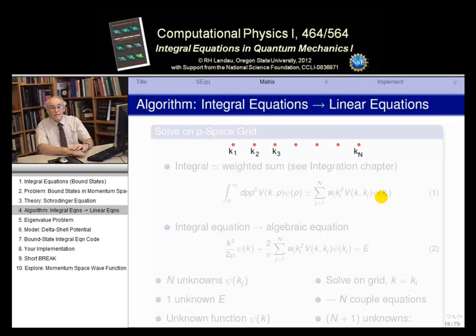You just use matrix techniques, and someone else has devised libraries of excellent matrix techniques, and we recommend you use those rather than write your own, so you don't have to do the hard part. Okay? So once you can get it down to a matrix problem, you're home free. Okay? And that's all we'll do.